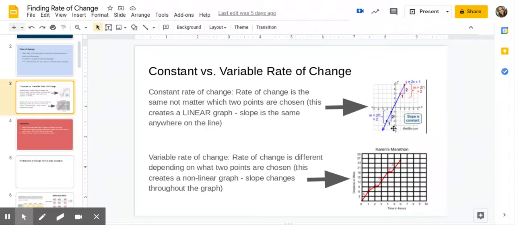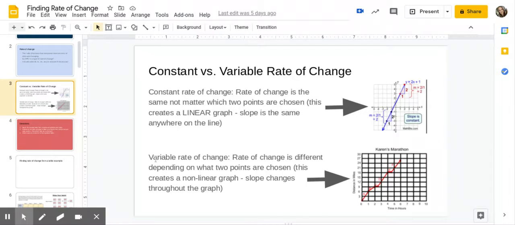So a constant rate of change means anywhere you go on the table or the line, the rate of change is the same. The slope is the same. That creates a line because we know that anywhere we go on a line, the slope is going to be the same no matter which 2 points we pick.